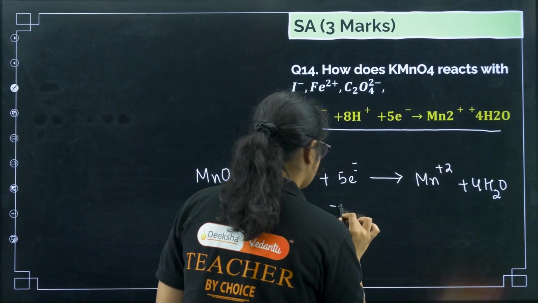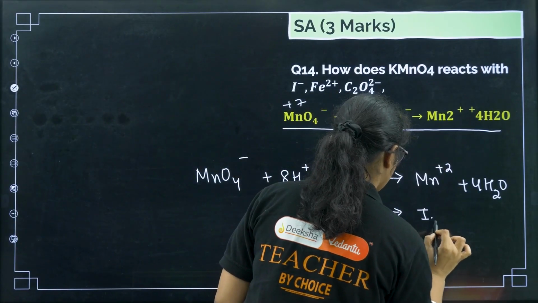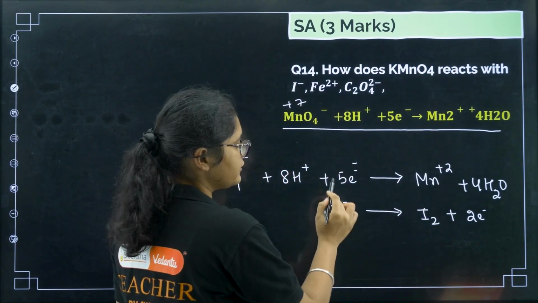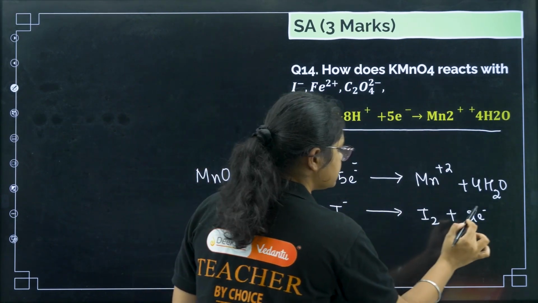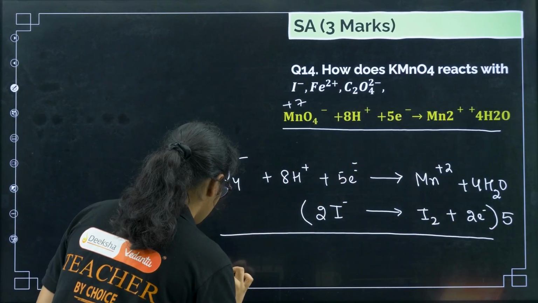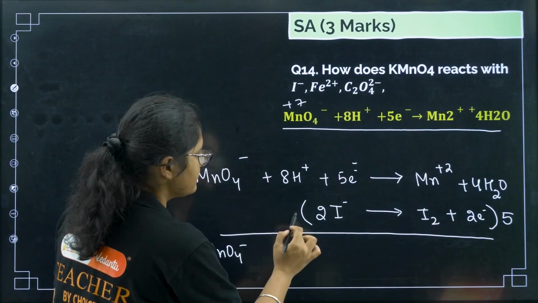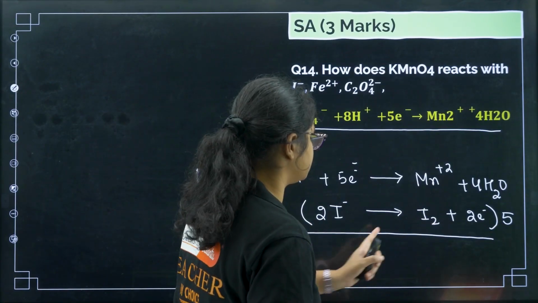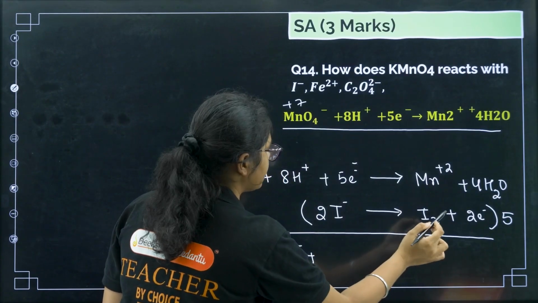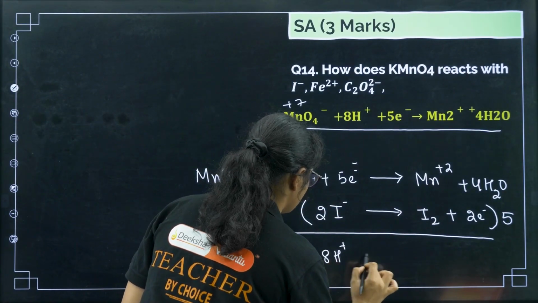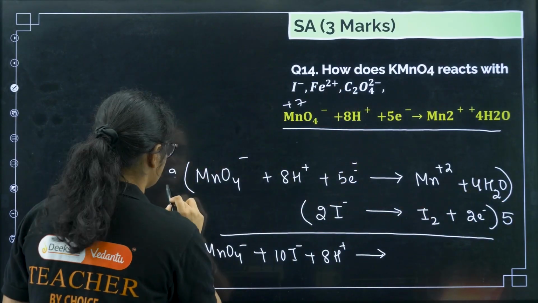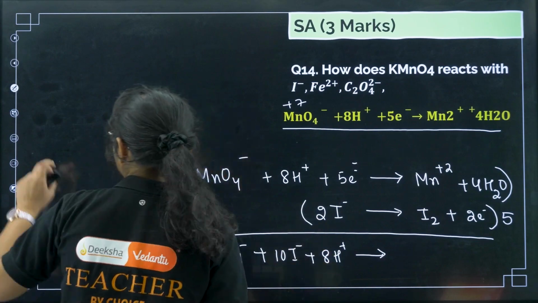Now I- will get converted to I2 by giving 2 electrons. Now you see the number of electrons should be balanced, so this electron equation will be multiplied with 5. Now if I write the total equation, it will become MnO4- plus, you are multiplying this with 5, so I will get 10I- plus 8H+. Now this 5 will also be multiplied with 2, so 2MnO4- and 16H+ I will get here.